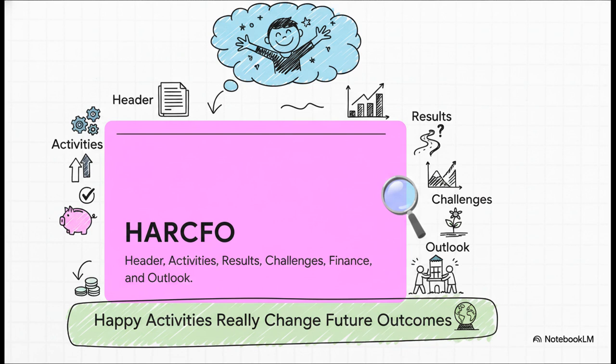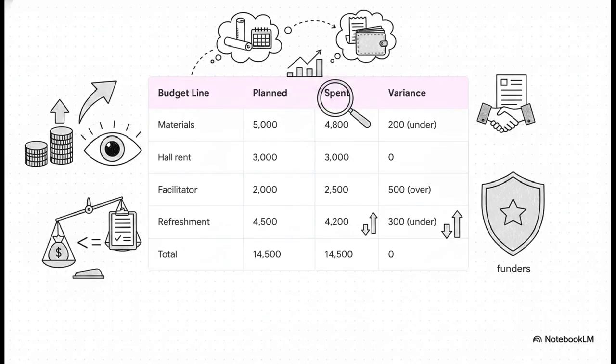It stands for Header, Activities, Results, Challenges, Finance, and Outlook. And a really great little memory trick for this is the phrase, happy activities really change future outcomes. If you just build your report around these 6 pillars, you're going to naturally create this incredibly comprehensive narrative of your project's entire life cycle. Now, when you hit the F for finance, you don't want to just list what you spent. You always compare what was planned versus what was actually spent.